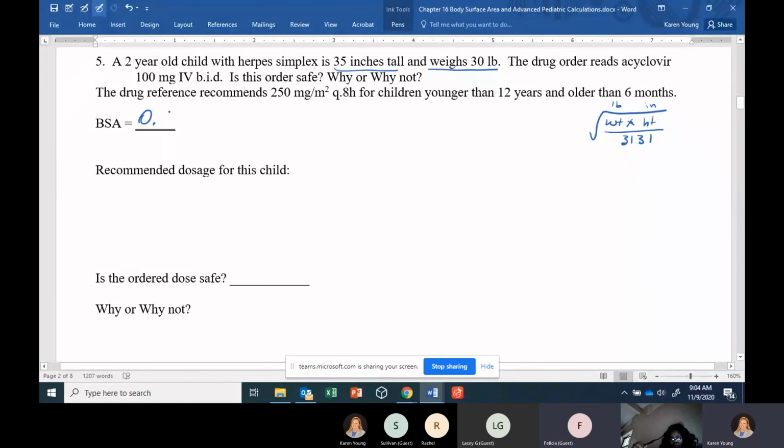I got 0.58 meters squared for the BSA. Did y'all get that? I didn't. You did? Okay. Oh, sorry. No. I work faster.